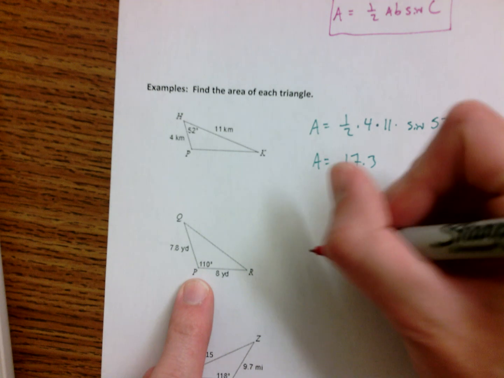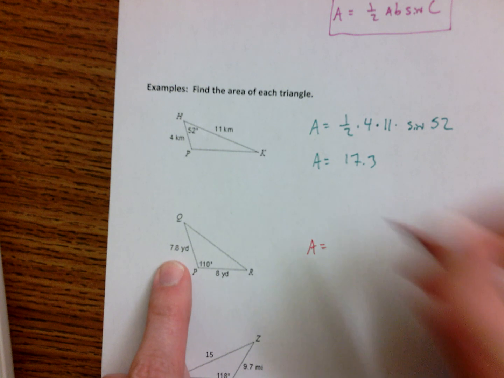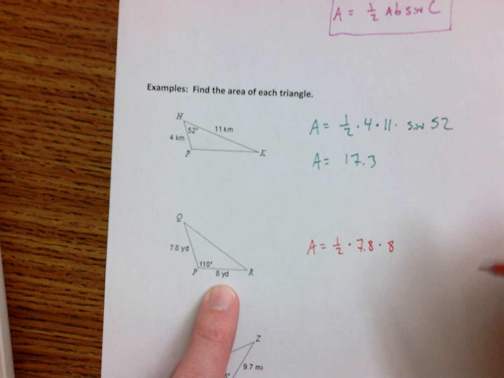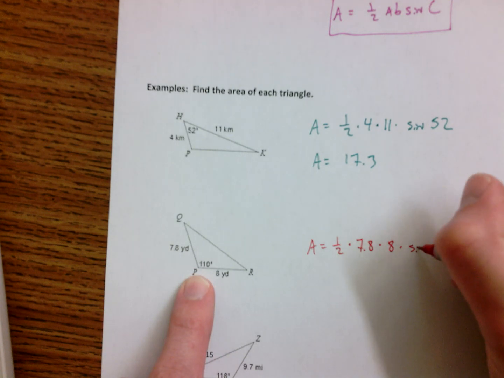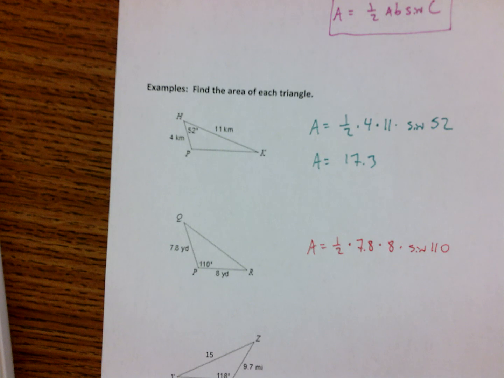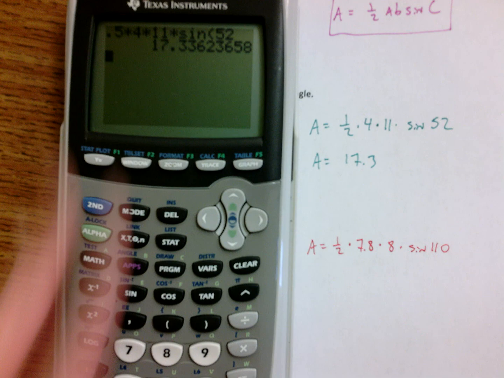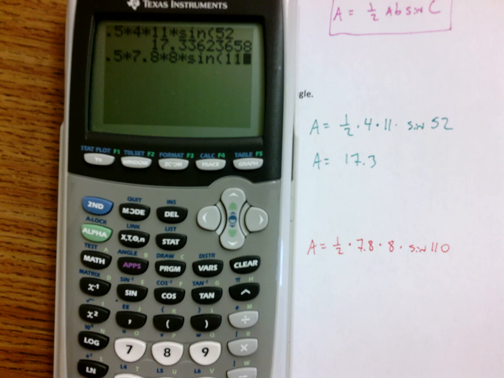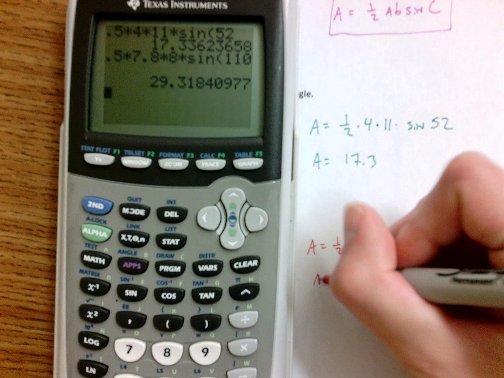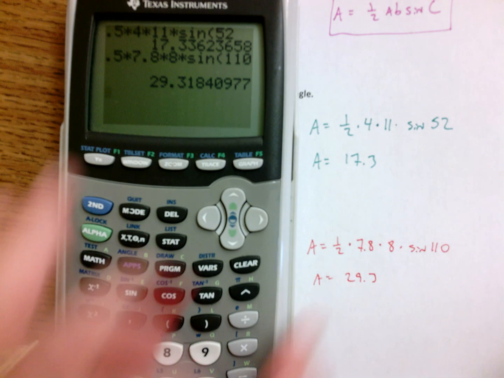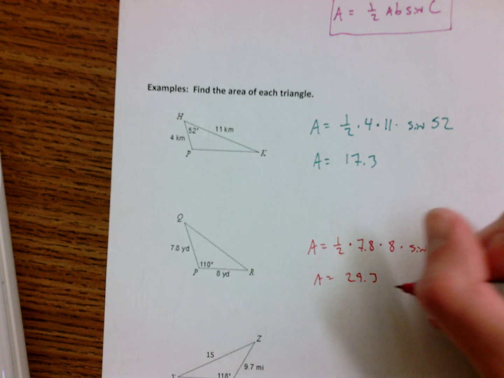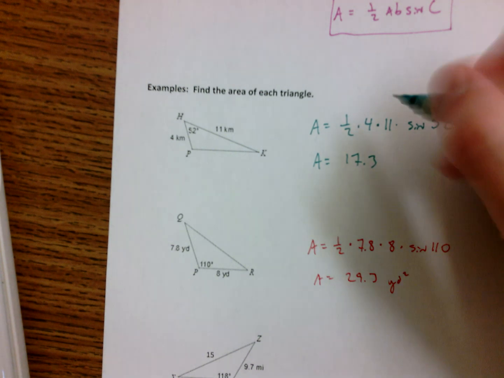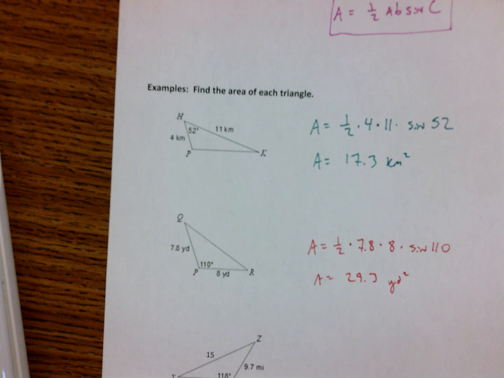So this guy right here, my area is the product of two sides. So it's 1/2 times the 7.8 times the 8 times the sine of the angle between them. So the sine of 110. Okay, and then I'm just going to throw that again in my calculator. So 1/2 times 7.8 times 8 times the sine of 110, which is 29.3. Voila. Oh, and I forgot my units, right? That's yards squared, or square yards. And then this guy up here would have been kilometers squared.